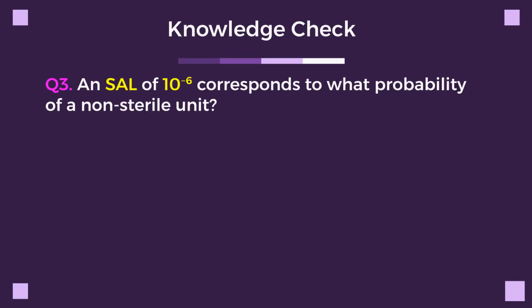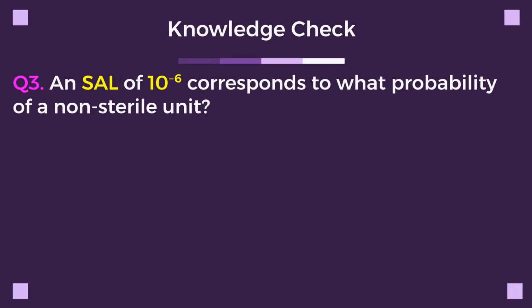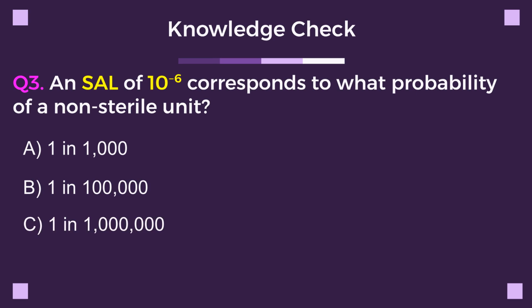Question 3. A sterility assurance level of 10 to the power of minus 6 corresponds to what probability of a non-sterile unit? The correct answer is 1 in 1 million. That's the globally accepted sterility assurance level for terminal sterilization.